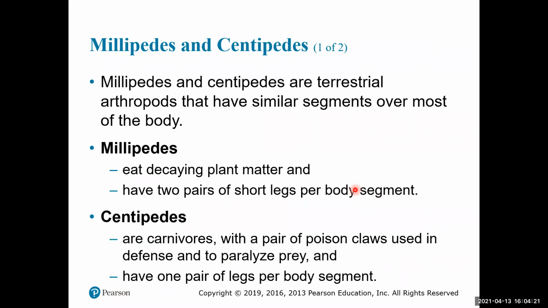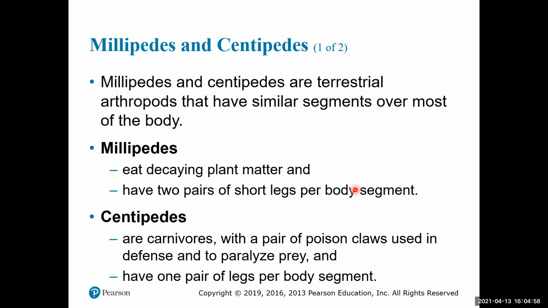Okay. So the third group of arthropods that we're going to look at are the millipedes and the centipedes. So millipedes and centipedes are terrestrial, and one of these groups is carnivorous, and the other is detritivores. And what's interesting with millipedes and centipedes is that they have repeating segments over the length of their body. So they have a really long abdomen, and it's extended to create those repeating segments.